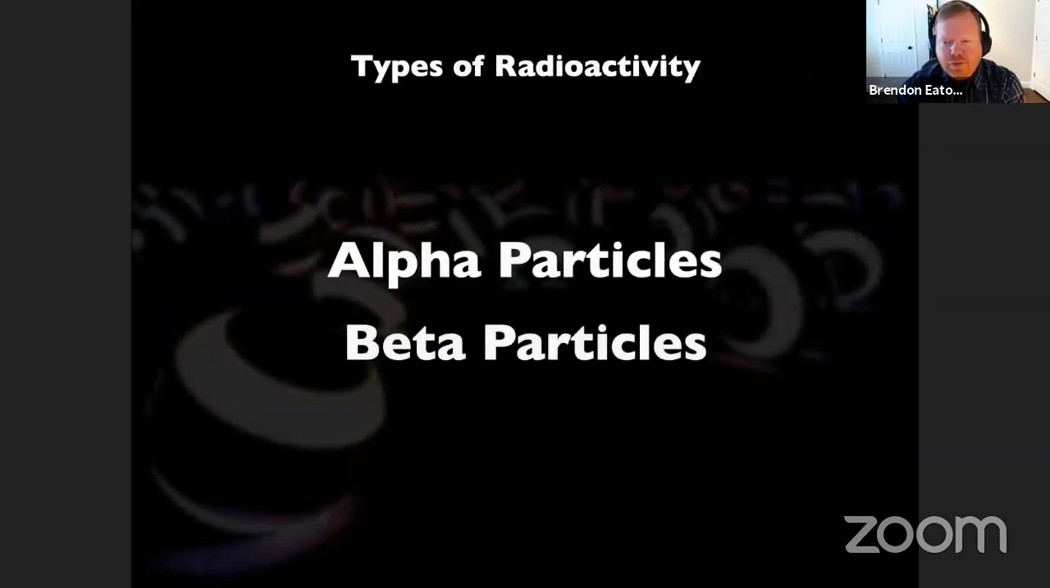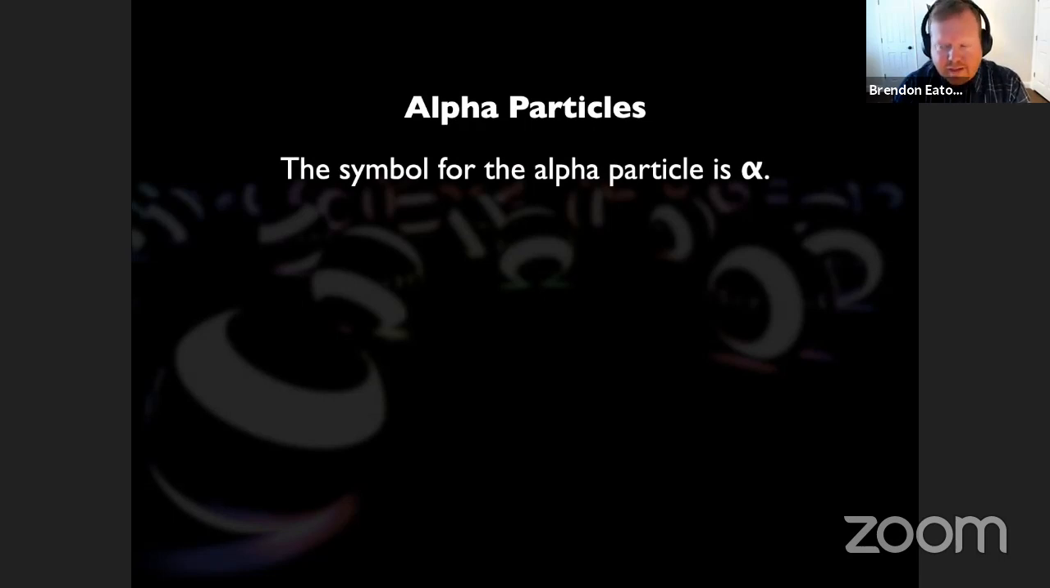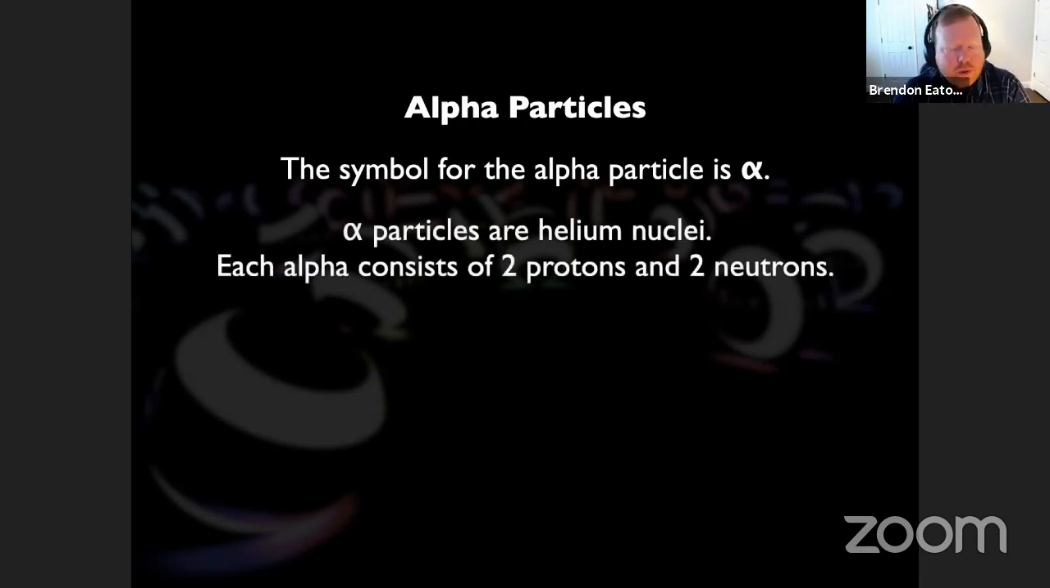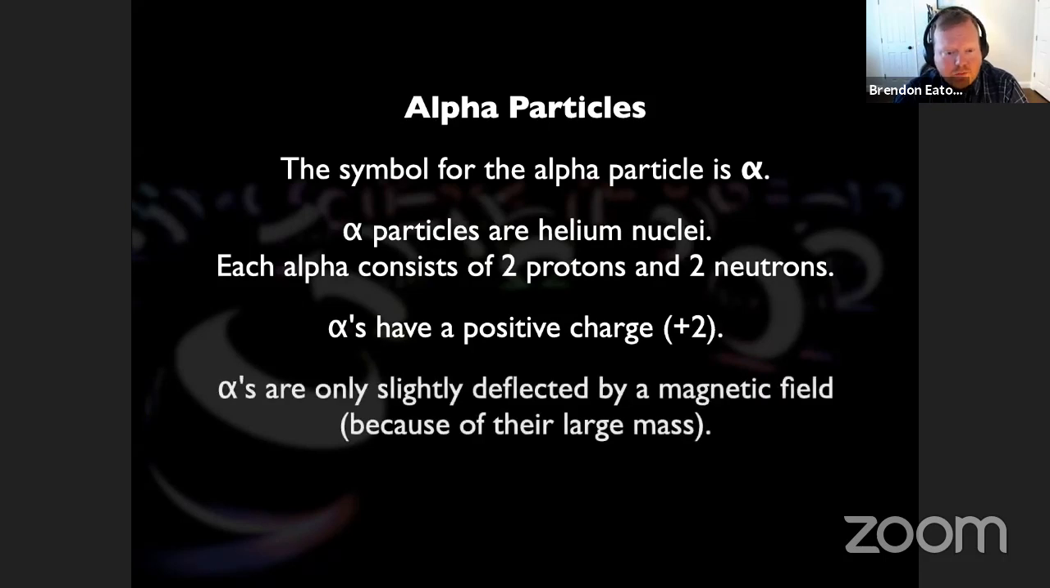Which brings us to the different types of radioactivity. These are the 3 main particles that we are talking about today: alpha particles, beta particles, and gamma particles. Now, alpha particles, we know the symbol alpha is kind of like that fish-looking thing, but that's the Greek letter alpha. Alpha particles are basically just helium nuclei, and each of those consists of 2 protons and 2 neutrons. Alpha particles have a positive charge +2 because they have 2 protons.